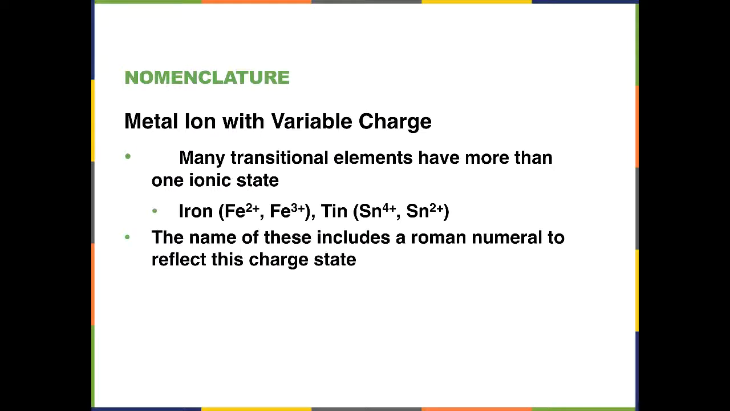The names of these have to include some way of distinguishing which of these two metal ions we're talking about. And so what is now used is something called a Roman numeral. It used to be that each of these had a different variation to the name. For example, instead of being called iron, it was called ferric sulfide and ferrous sulfide, stannic sulfide and stannous sulfide. But now they use iron 2 and iron 3, tin 4 or tin 2. And the Roman numeral tells you the charge on the cation.